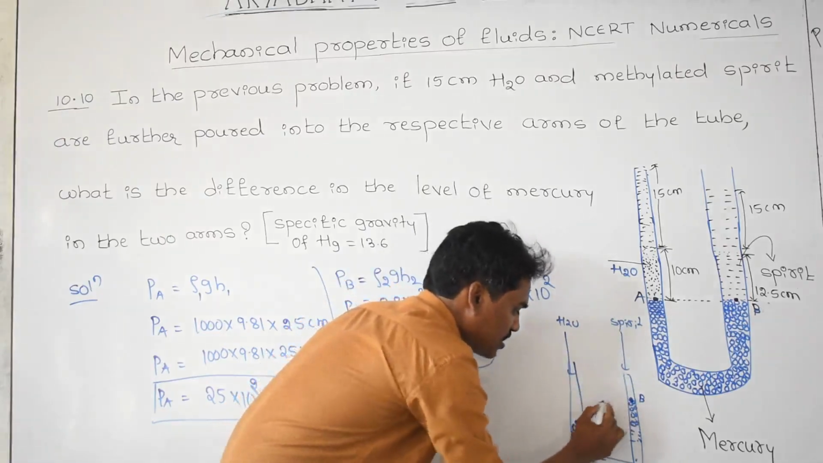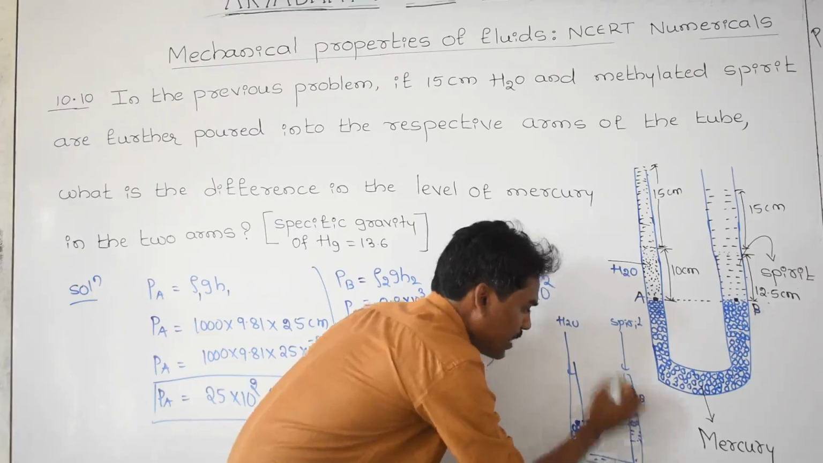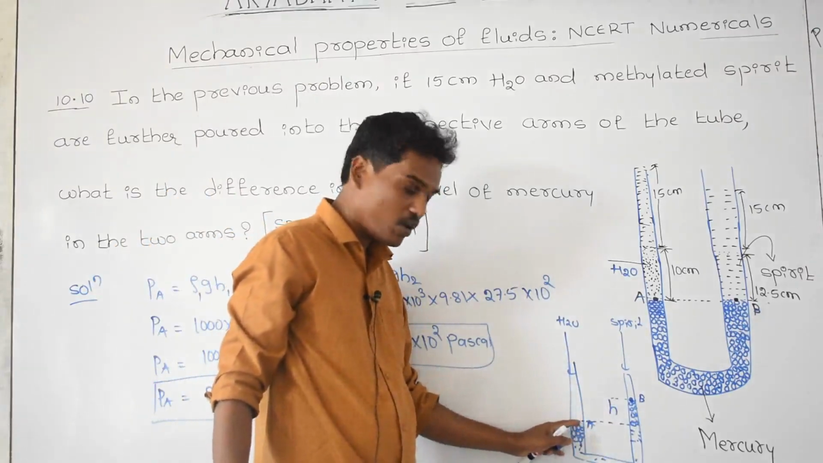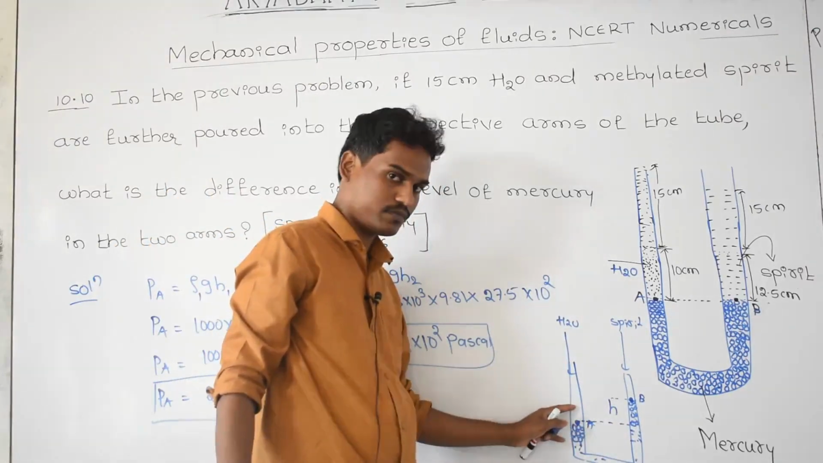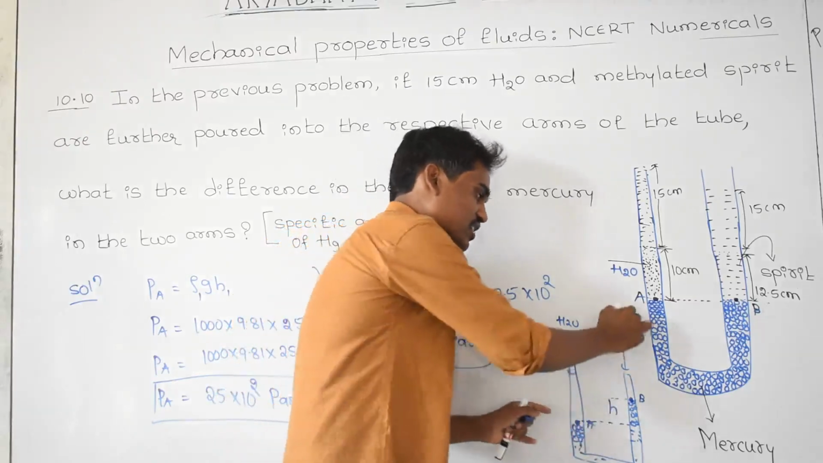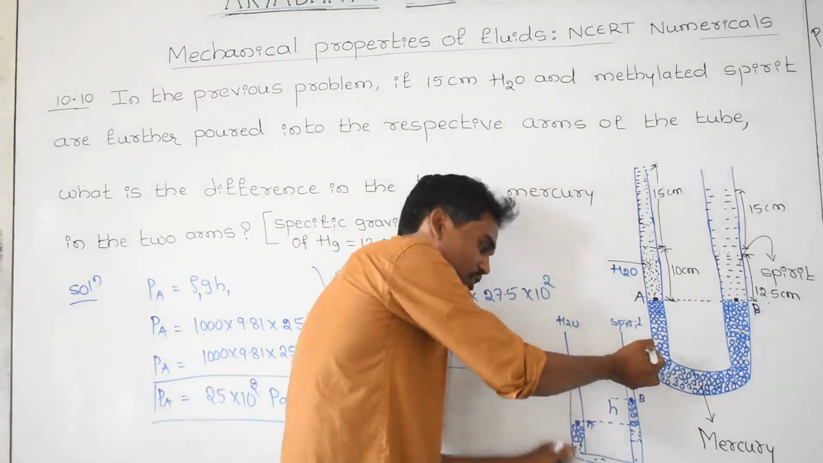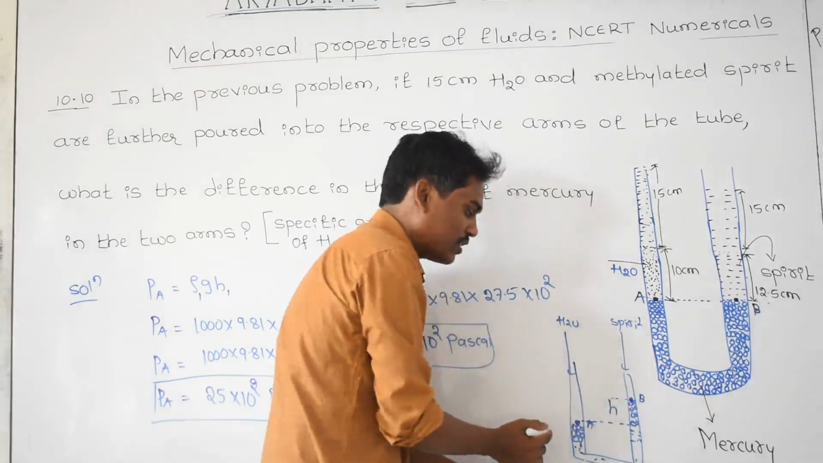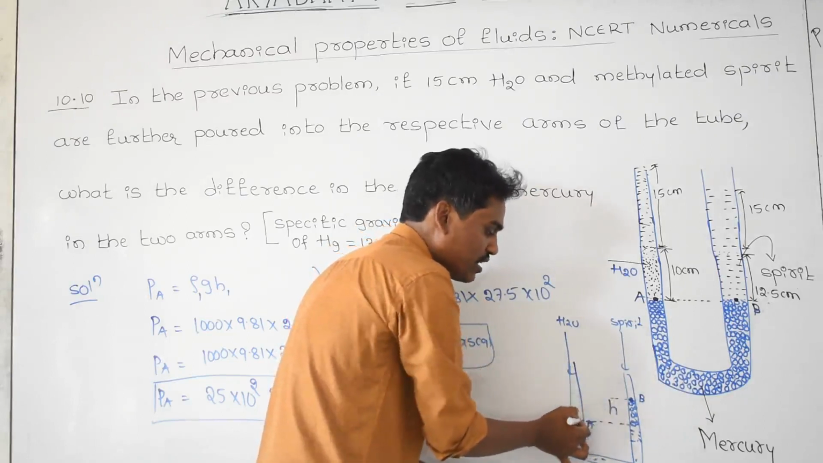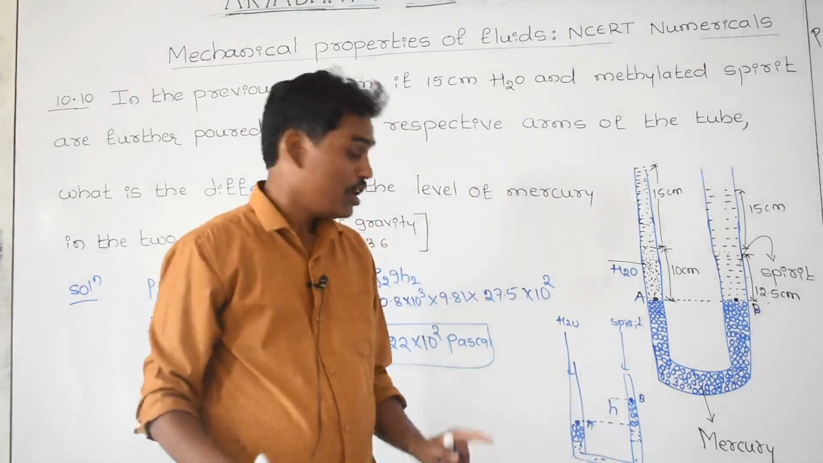How much is it rising up? This is the level of the mercury, and this H you need to find out. Why is it falling down? Because the pressure exerted on the mercury by the water is more, and the pressure exerted by the spirit on the mercury is less. That's why the mercury is rising here and falling there, and the level of the mercury does not remain the same. There is a difference in the level of the mercury, that is H. That H you need to find out.